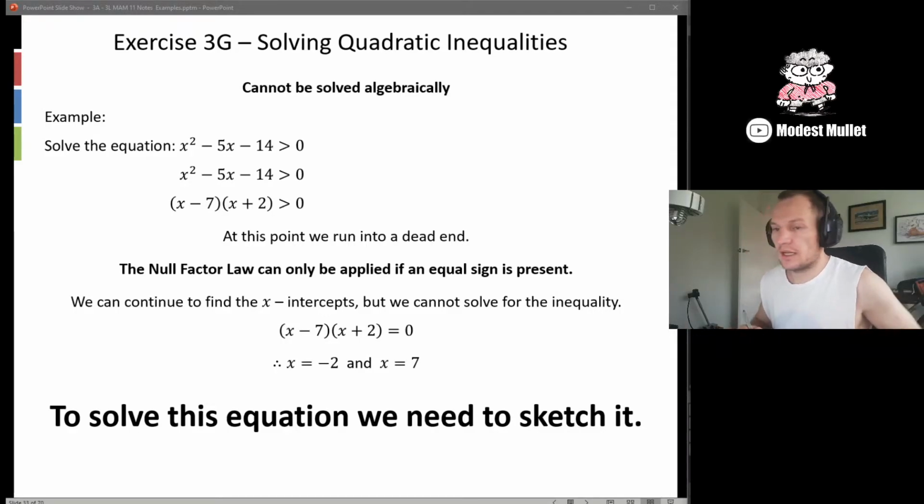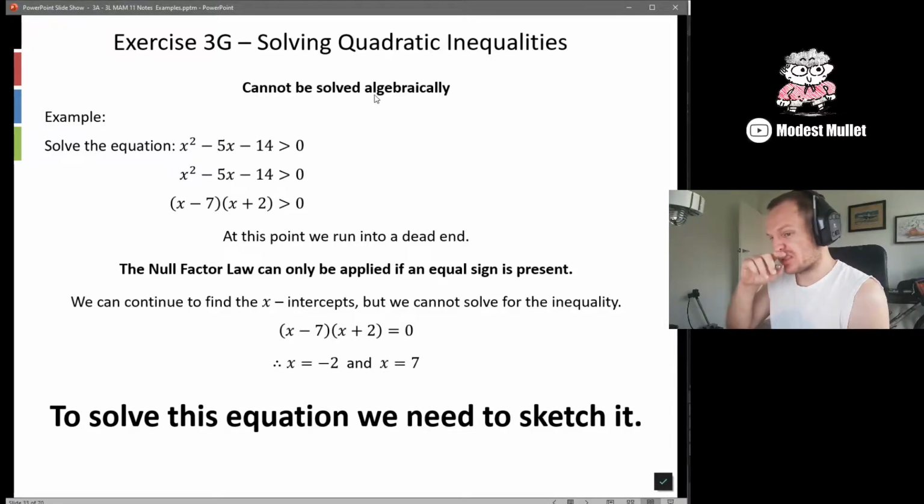Hello all. Today we're looking at solving quadratic inequalities. Everything so far has been quadratic expressions or quadratic equations, but now we're looking at inequalities, so taking it to that next level.